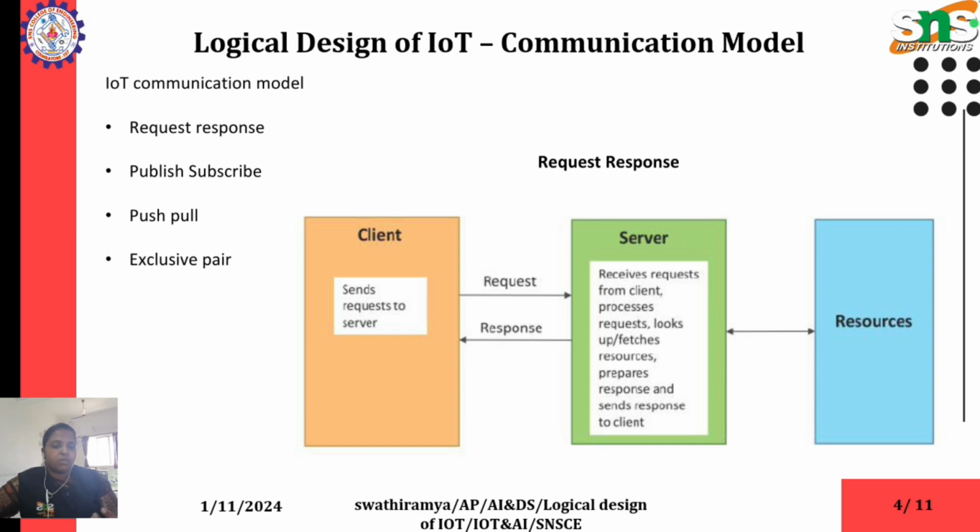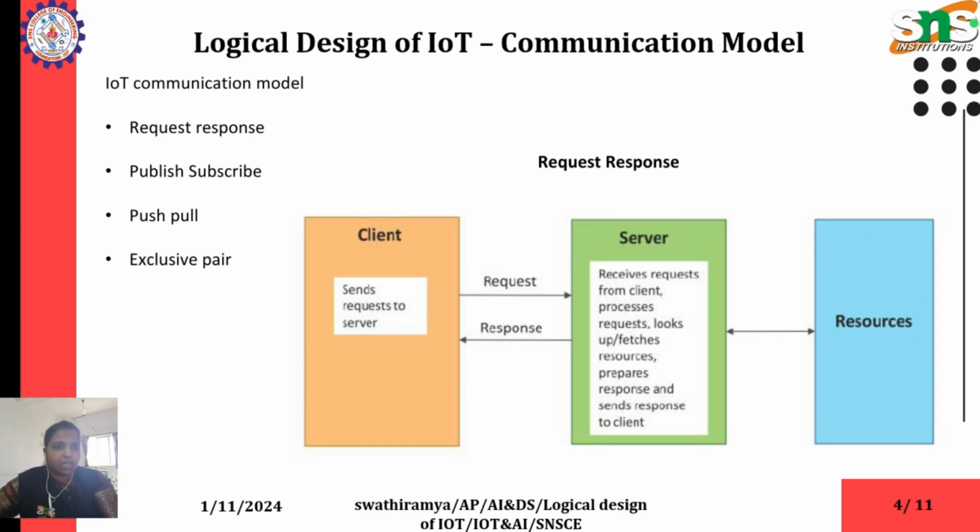The job of the server is to receive the request from the client and process it. It can accept the request or reject the request. If it accepts the request, which means the client is asking for some resource or data available in the resource, the server will access the resource, fetch the data, and prepare its response according to the client's request. The data will then be sent back to the client as a response.